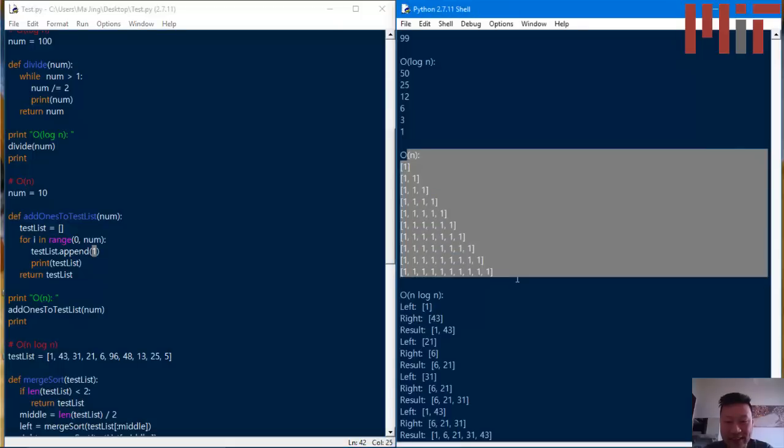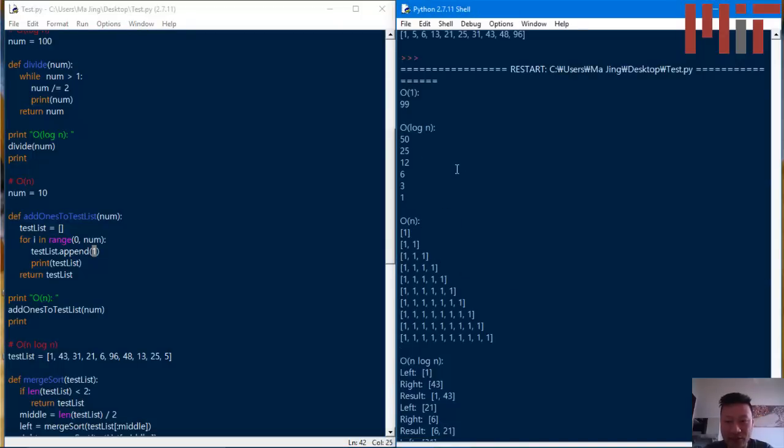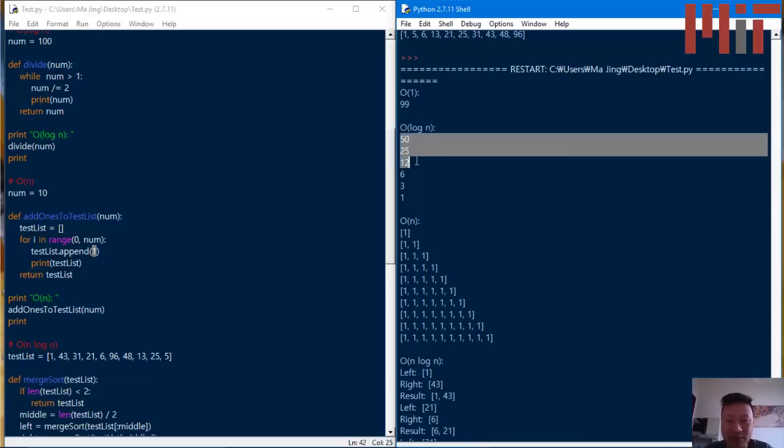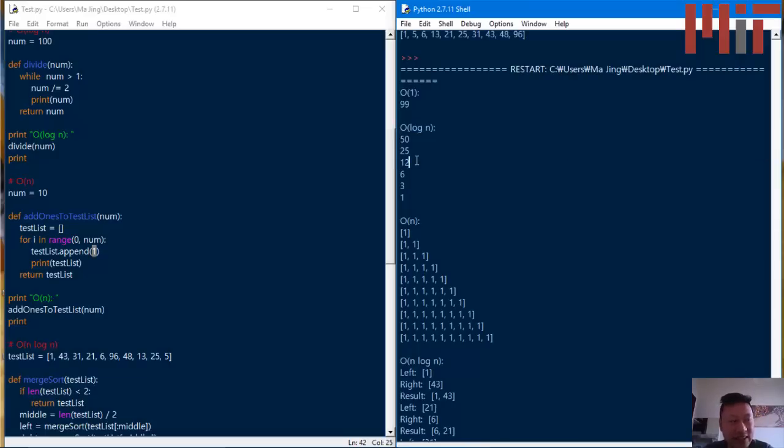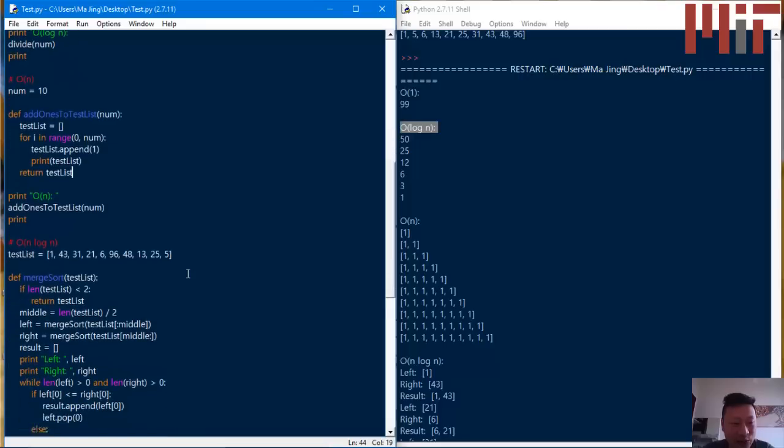Now compare this 10 steps to the previous one. When the input became 100, from 10 to 100, you only had 3 extra steps. In linear time, you would have 90 extra steps. So this O log n is much more efficient, much more efficient than big O of n, linear time. So you want to have this one. So let's go on to the next one.